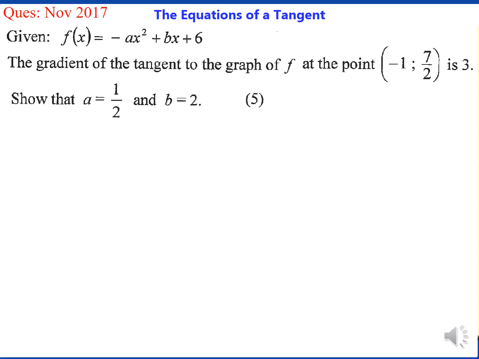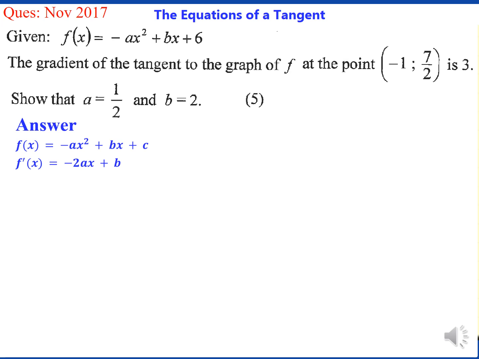Now, to answer a question like this using the idea that the gradient is the derivative, it means we need to differentiate this function. And take note, this is not a cubic function, this is a parabola, but the idea is exactly the same. So we differentiate our expression. After differentiating, the derivative is equal to the given gradient because the derivative is the gradient. So that means minus 2ax plus b will equal 3.